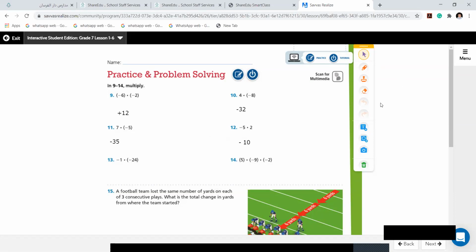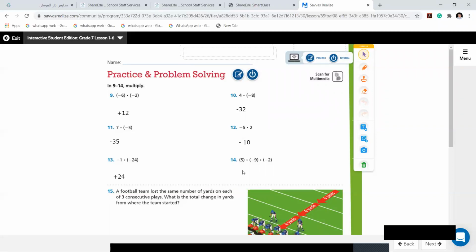Dana. Question number 13. What is the answer? Plus 24. Excellent.